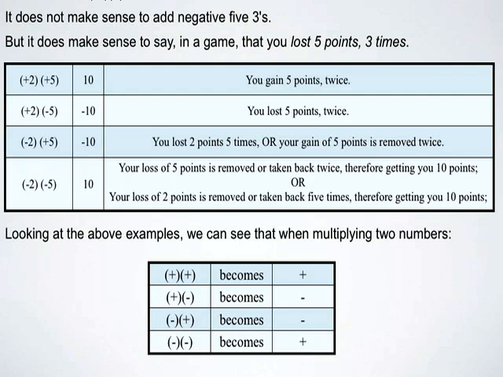And a negative times a negative becomes a positive. Negative 2 times negative 5 ended up to be positive 10.